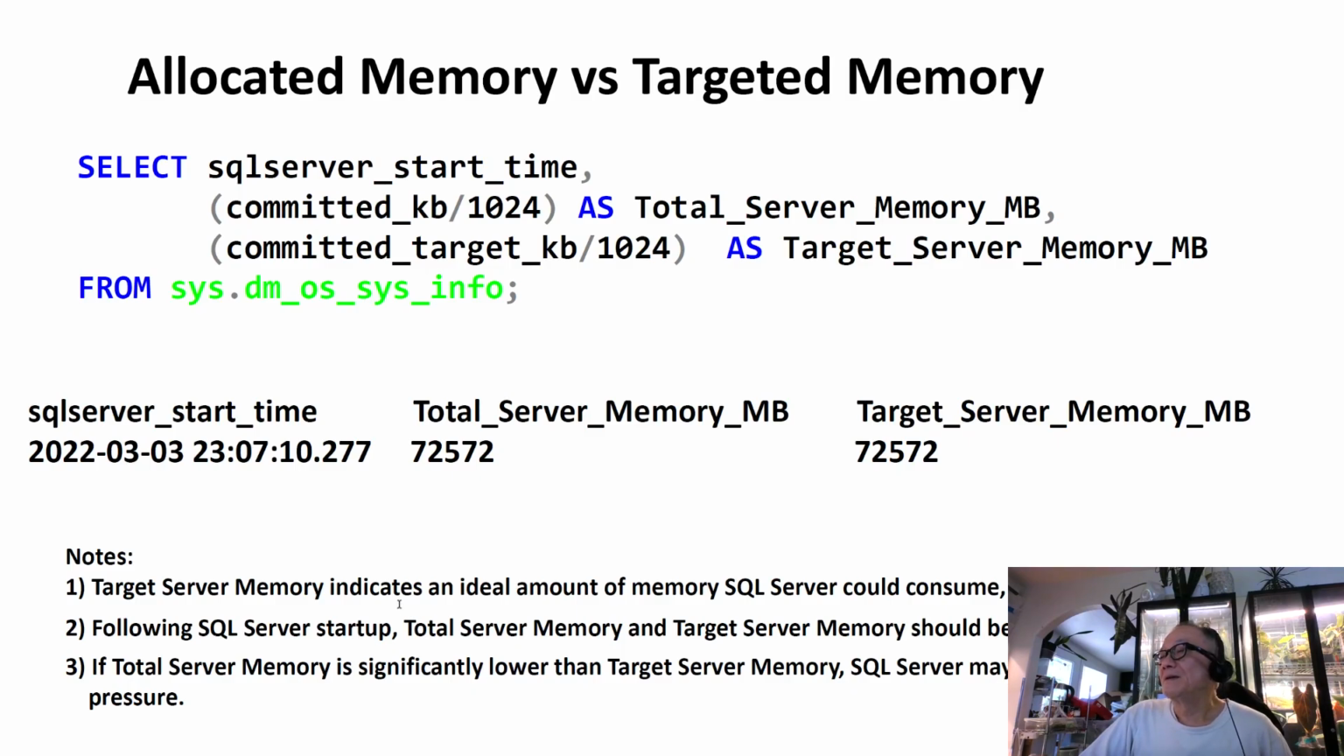In this query, we will look at the total server memory as well as the target server memory. The target server memory is the ideal amount of memory the database server can consume or will need to consume, considering the regular workload. If the target server memory is much higher than the total server memory, then we may have memory constraints. We should consider a memory upgrade.